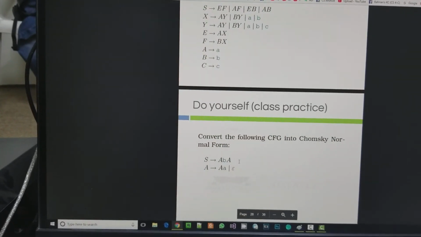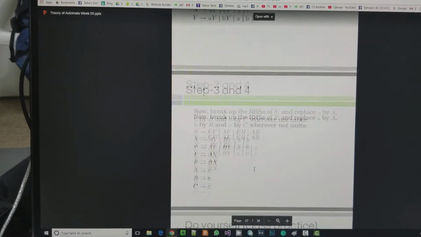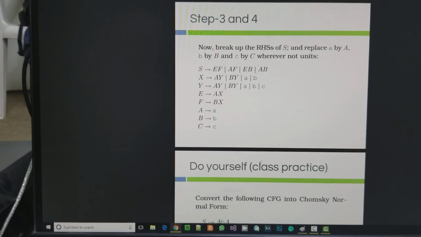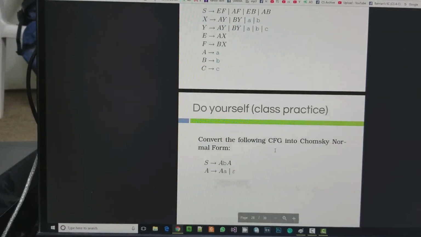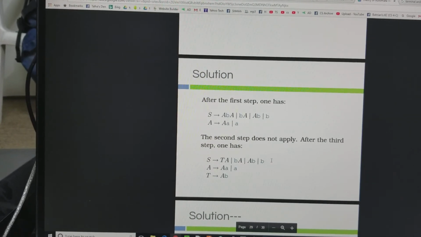Okay, now that was pretty much your normalized form, Chomsky normal form. Now if you want to practice this thing, you can practice this thing, and the solution is right over here.